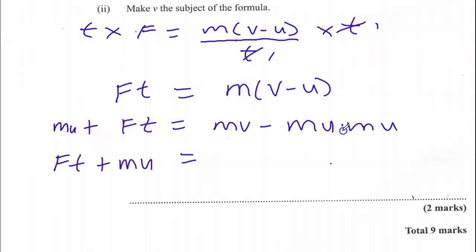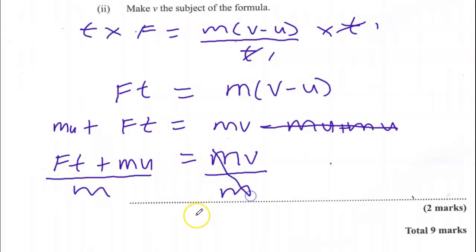Add mu to the right hand side. What happens now? These will cancel, right? Negative mu plus mu, that's 0. So we're just left with mv. Remember we're asked to transpose for v, so we want v by itself. So we can get rid of the m by dividing both sides by m.